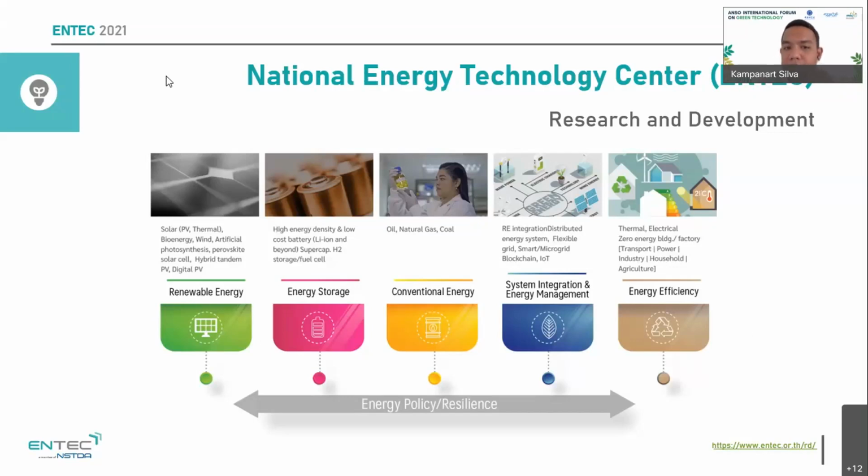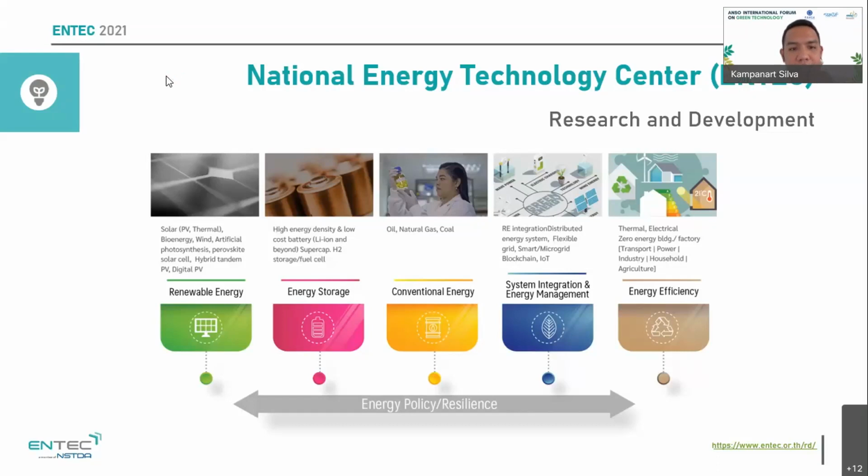So you see that actually the energy storage itself also supports the renewable energy research and distribution quite a lot. And also we do research on conventional energy, more specifically about biofuel, the mix of biofuel with conventional fuel. And also we are extending the research scope to cover system integration and energy management, mostly all of those related to photovoltaic, and also energy efficiency, which is not only about the energy system, but also, for example, electric vehicles and other types of vehicles.